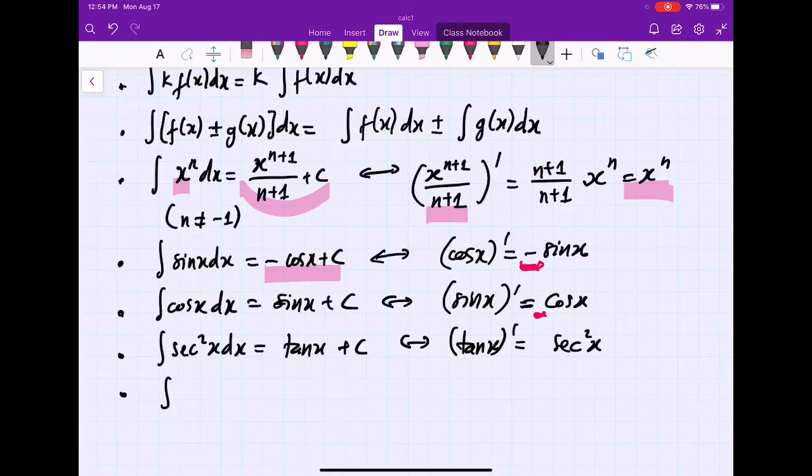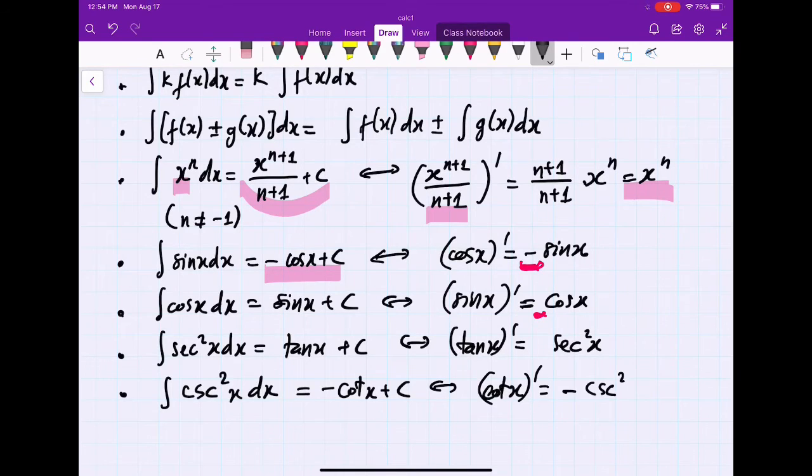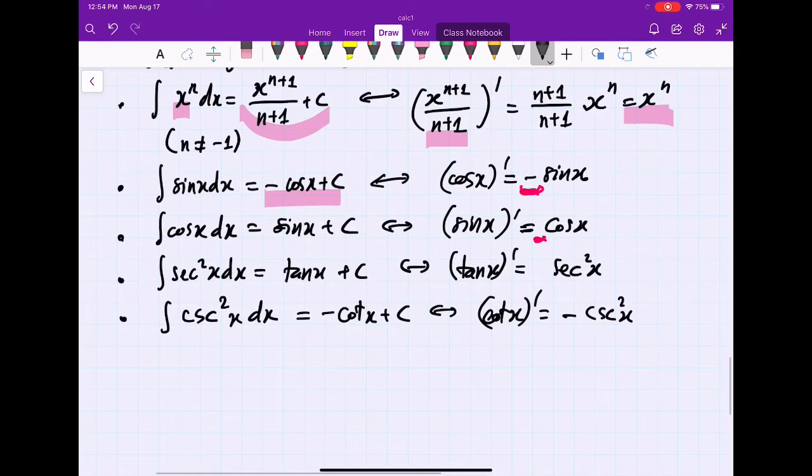And similarly, you may find that the antiderivative of cosecant squared x dx is negative cotangent of x plus c, because the derivative of cotangent x is negative cosecant squared x, right? You see, it's something interesting. When you differentiate cosine, you get negative sine, and when you differentiate cotangent, you get negative cosecant squared, but when you integrate, the antiderivative of sine is negative cosine. You see that?